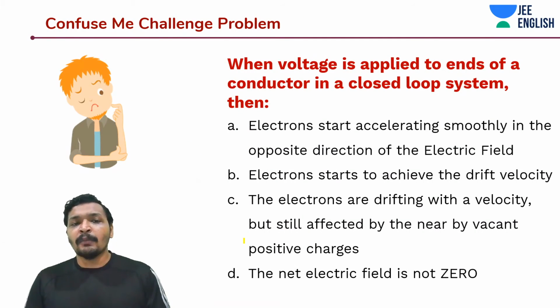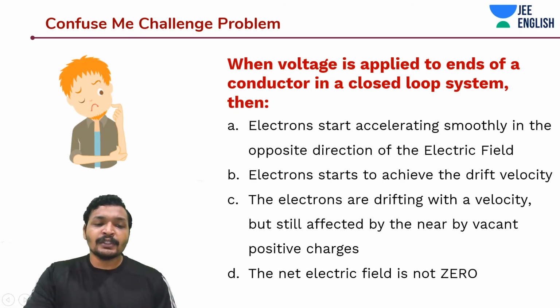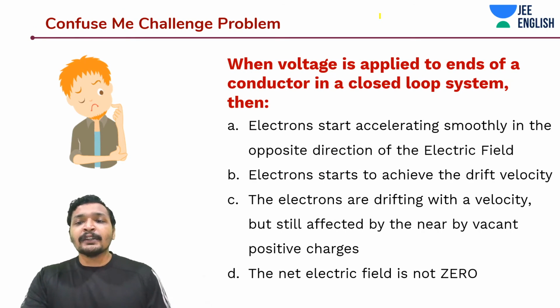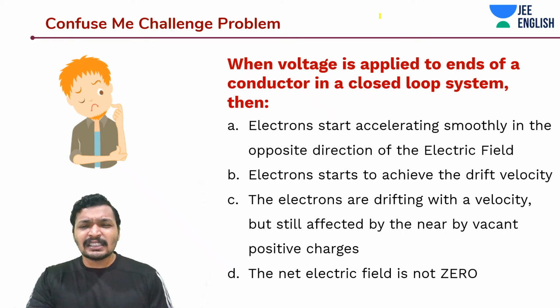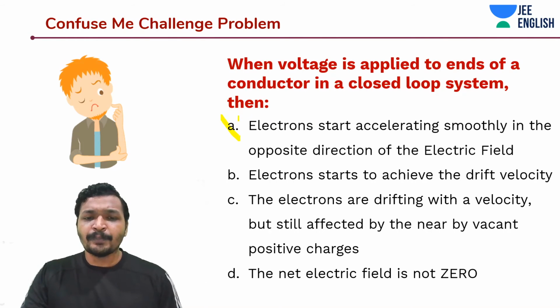This is a very, very easy problem. This would not take even a few seconds to do. So when a voltage is applied to the ends of a conductor in a closed loop system, then the electron starts accelerating smoothly in the opposite direction. Does it accelerate smoothly? No.